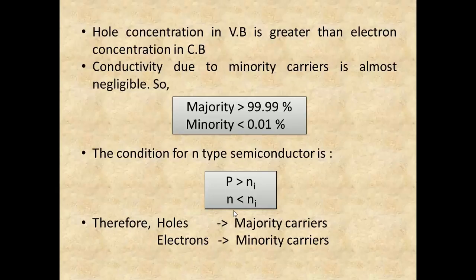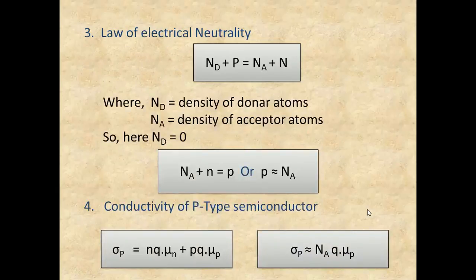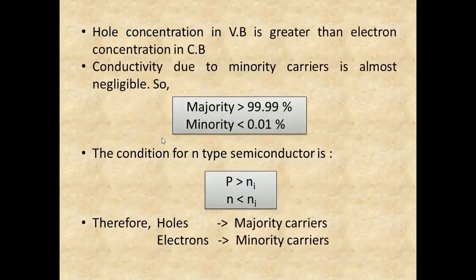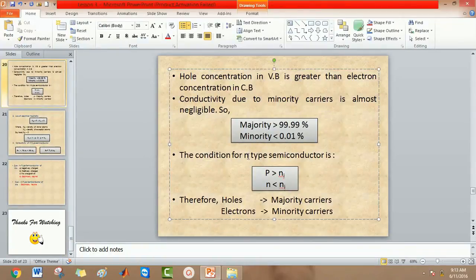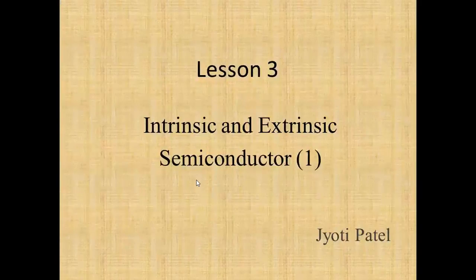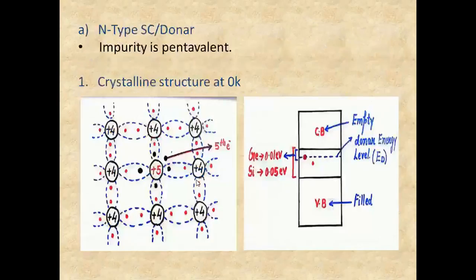Okay, just a second. I think I have made one mistake: I wrote the condition for N-type semiconductor. Here, instead of N, we're talking about P, so I'm sorry. We're talking about a P-type semiconductor, so P will be holes. Very sorry for the disturbance. Let's move to the same slide.